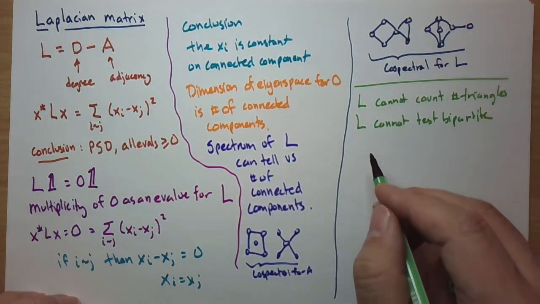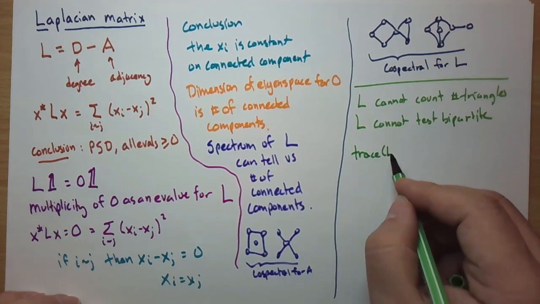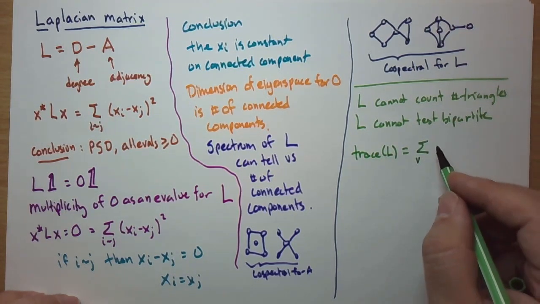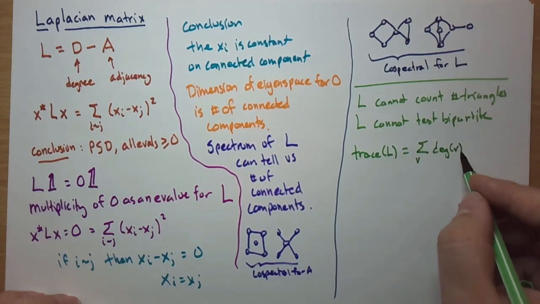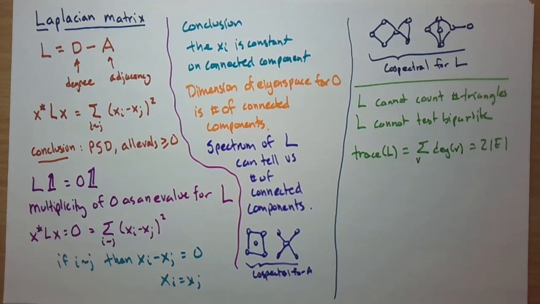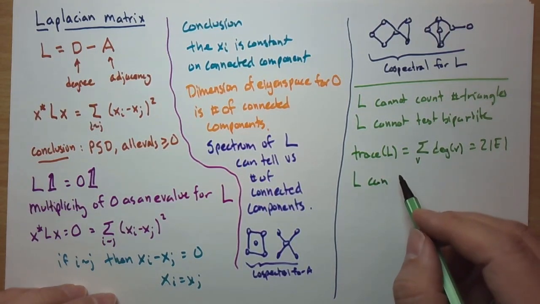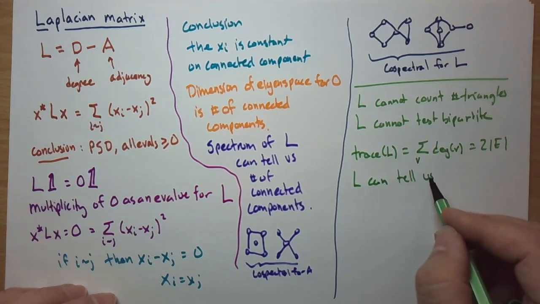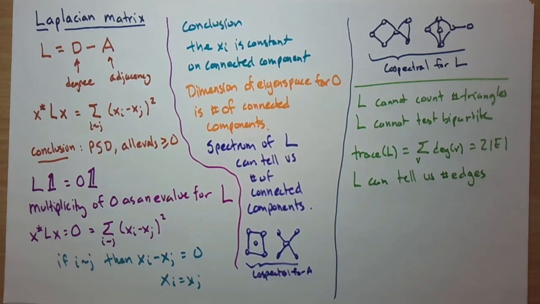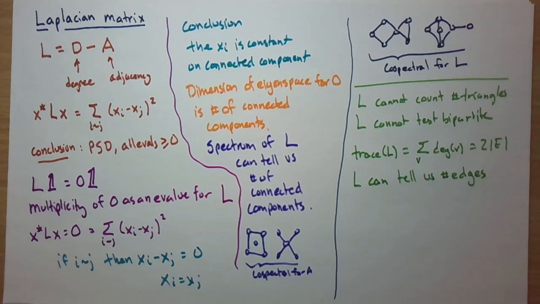And so we say, aha, so using the trace of L, that's the sum over all vertices of the degree of our vertex, which is 2 times the number of edges, handshaking lemma. So L can tell us the number of edges. All right, good. Okay, well, that's lots of good things that we can get.